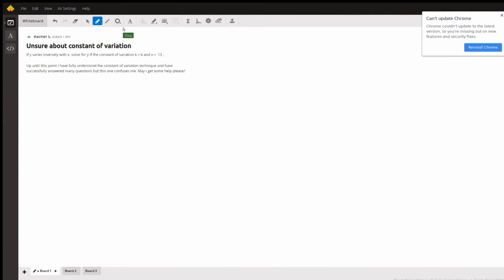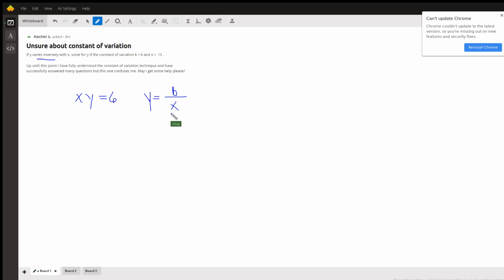Okay, the way I like to think about it, when we have two variables varying inversely, is that the product of those two variables is constant. Another way to think about it, if you solve for y, is, well, we had a k here, but I'll put a 6.